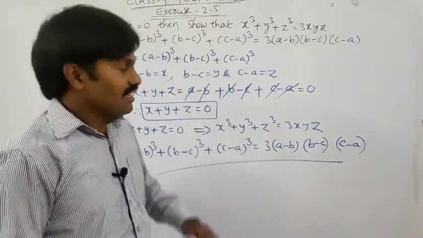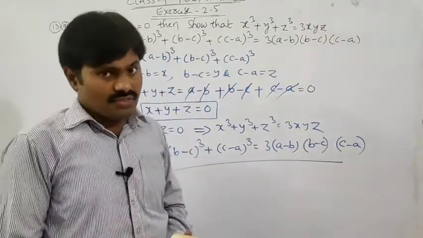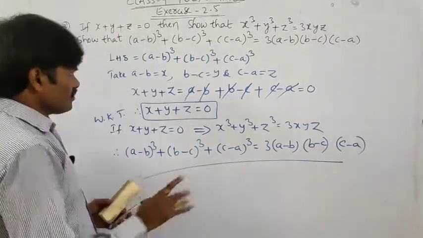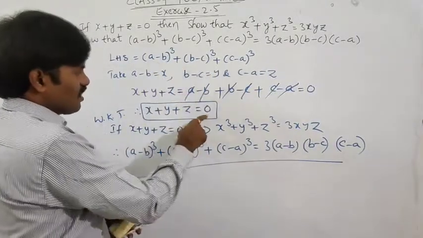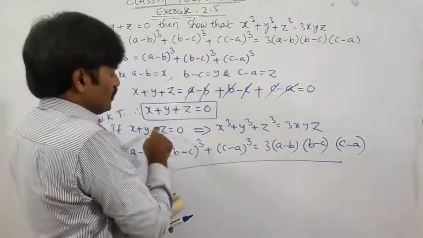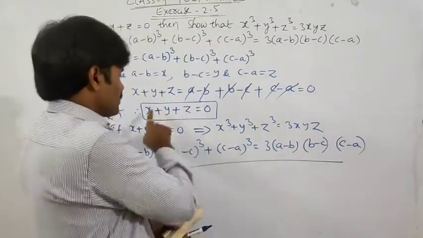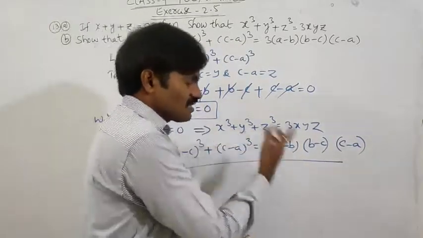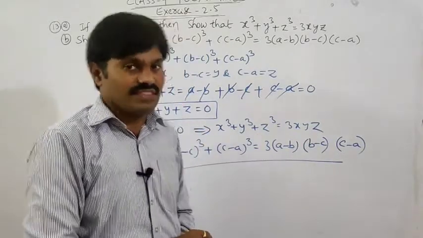Is it clear? Instead of these algebraic expressions, we can take numbers also. Okay, is it clear? Simple. We have to observe the bases and whether their sum is 0 or not. If their sum is 0 and the powers are cubes, then the result is 3 into x into y into z. Okay, if x plus y plus z is equal to 0, then x cube plus y cube plus z cube is equal to 3xyz.